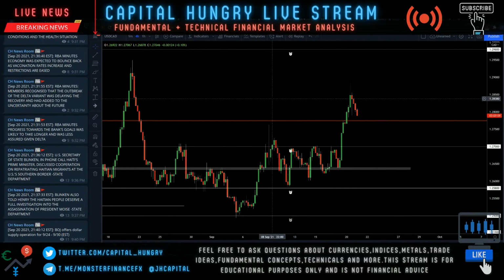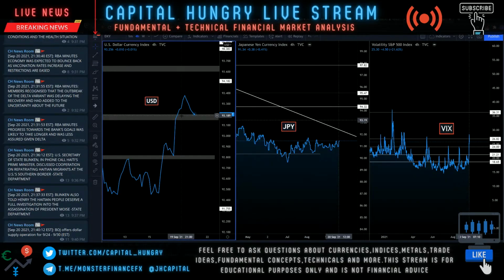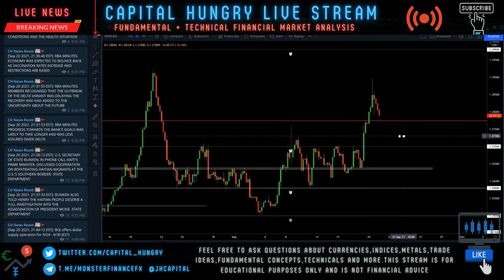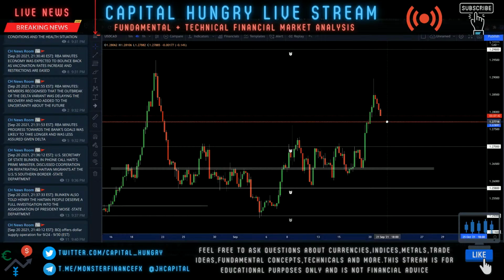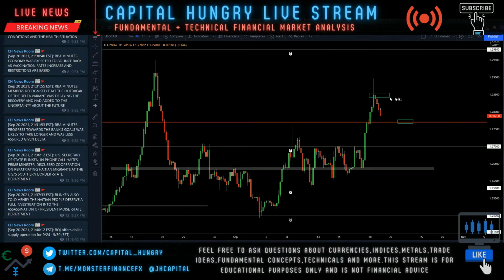USDCAD is moving exactly the same as dollar. So at the same time dollar peaked those highs and is doing a pullback, is the same time USDCAD is as well. I'm going to be looking for buys on USDCAD at this medium term zone at 1.277, or if we break above these candle body highs at 1.285.